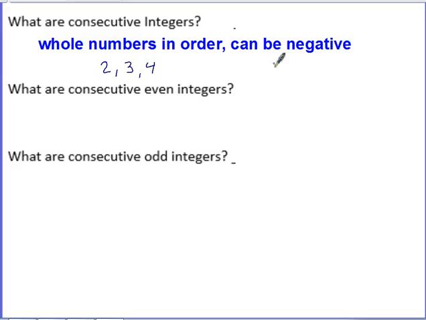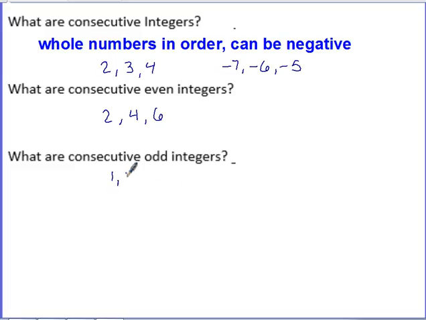Or it could be negative. So if I have negative 7, the next consecutive integer would be negative 6, negative 5, and so forth. Okay, and then consecutive even integers is of course the same thing, but only even numbers. So if I started at 2, the next consecutive even integer would be 4, and then 6, and so on and so on. Consecutive odd integers, same thing.